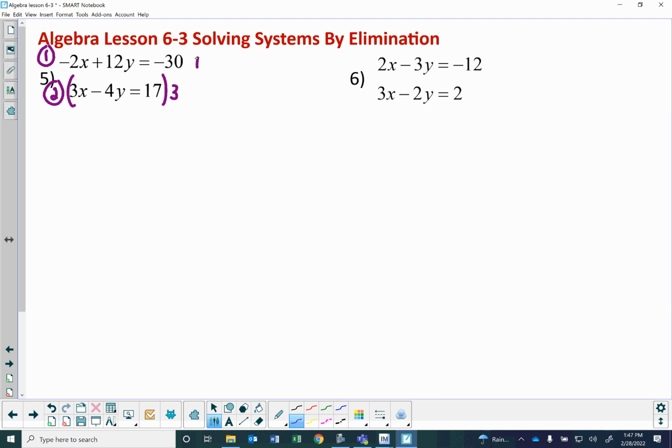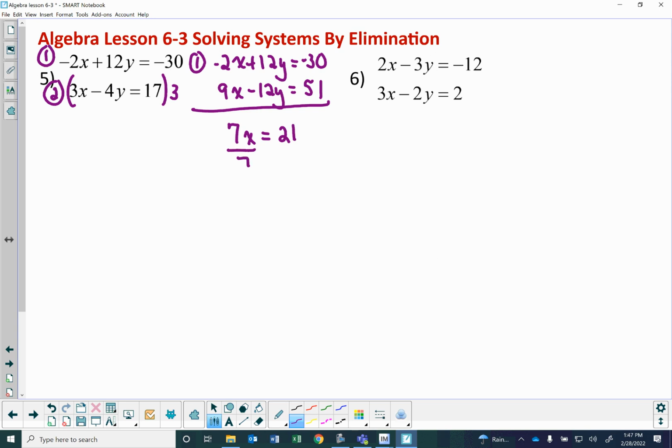So I'm going to take equation 2 and multiply it by 3. Equation 1 I'm going to leave the same, so I have negative 2x plus 12y equals negative 30. Equation 2, 3 times 3x is 9x, minus 12y equals 51. So now my y's have canceled out. Negative 2x plus 9x is positive 7x. Negative 30 plus 51 is 21. Divide by 7, and x is equal to 3.